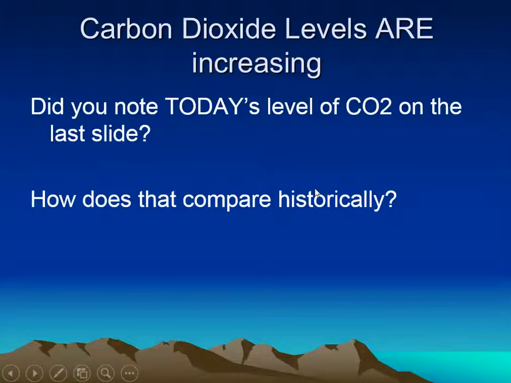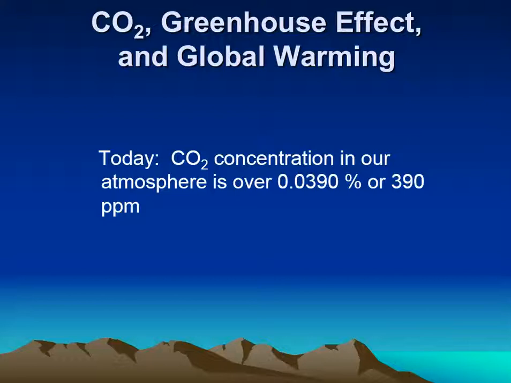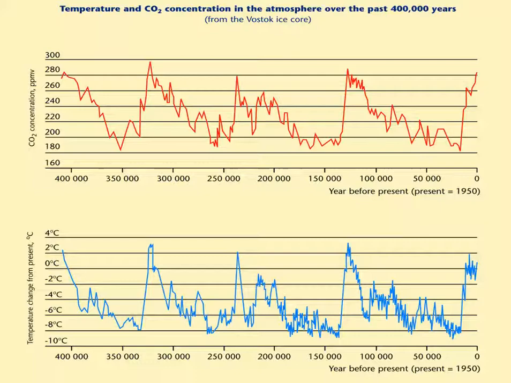So, did you note today's level of CO2 on the last slide? How did that compare historically? Today, the carbon dioxide level in our atmosphere is about 390 parts per million, at the time of this recording. You can follow a link and see the daily levels of carbon dioxide as taken by the station in Hawaii. And again, there is a seasonal fluctuation. I'm recording this in the spring, and you'll be listening in the summer, so maybe it'll be a little bit lower. But look at this. We have been able to get ice core data to look at historic CO2 levels.